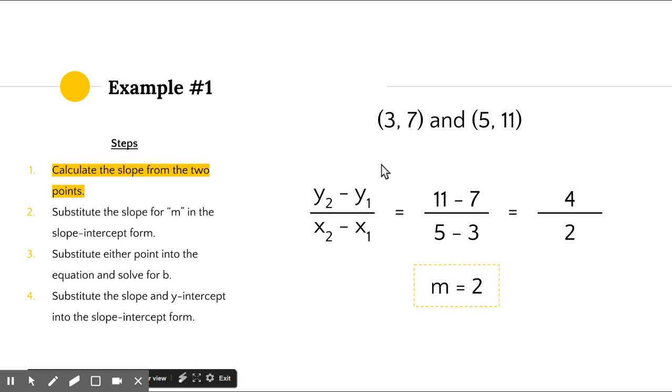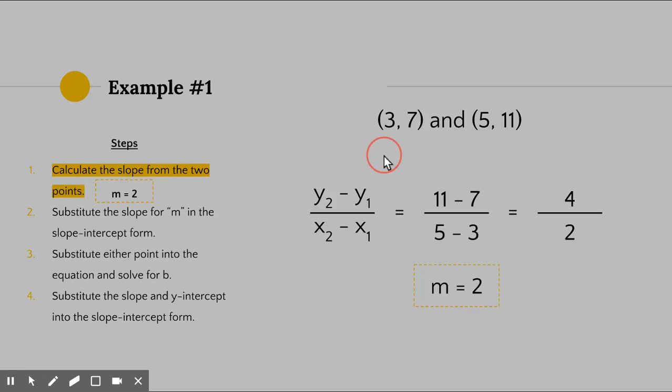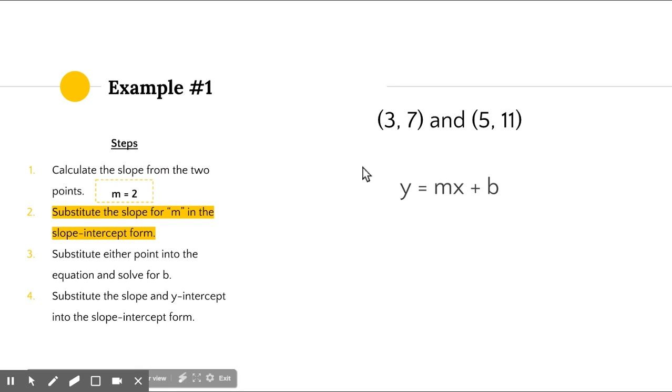Now the next thing we need to do is get to a point where we can find the y-intercept. So let's take a moment and just plug in that 2 that we found for the slope into our problem. And now we know we've got the slope and we're halfway there. But now we have to take one of these points and plug in an x and a y so that we can find the y-intercept.